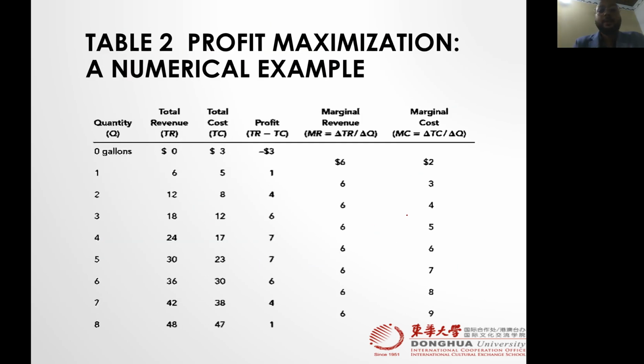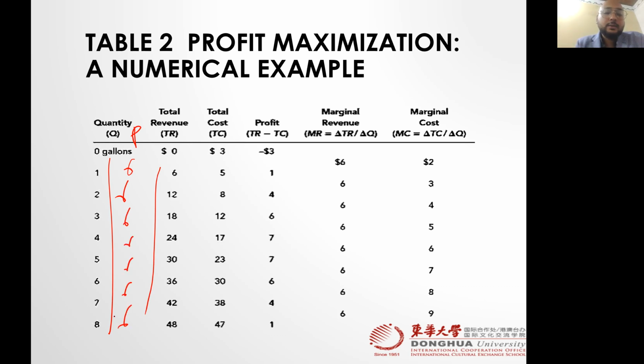Here we go. We have quantity, and we have total revenue. This is not the price. This is the total revenue. If you want to find out the price, it is 6, 6, 6, 6, 6. All right. And this is the total cost. So this is the total cost. This is the total revenue.